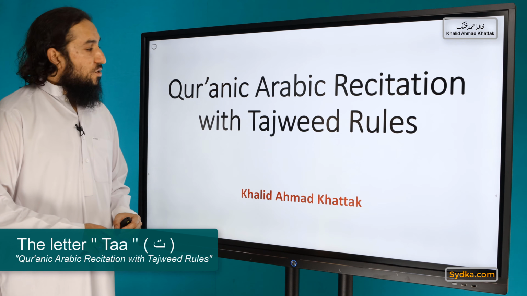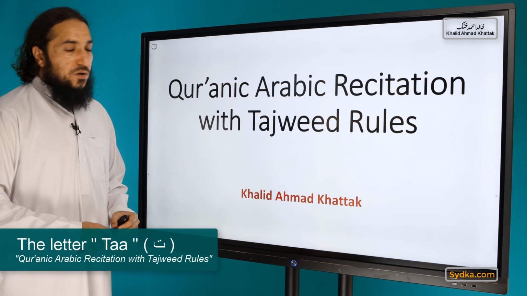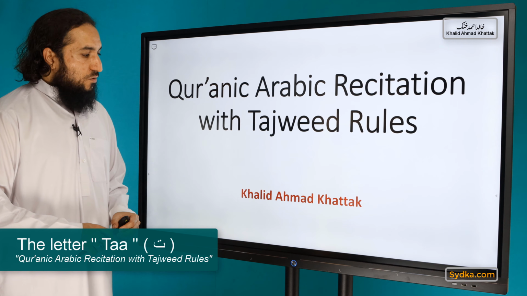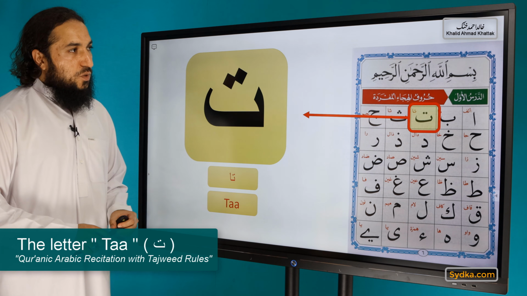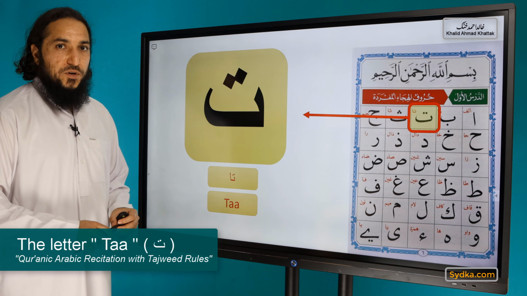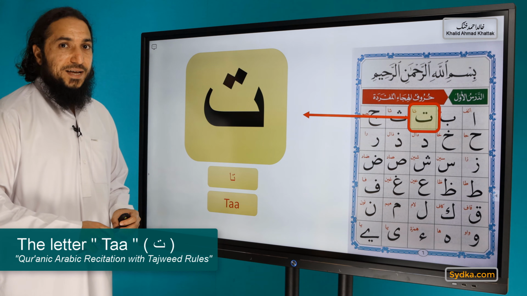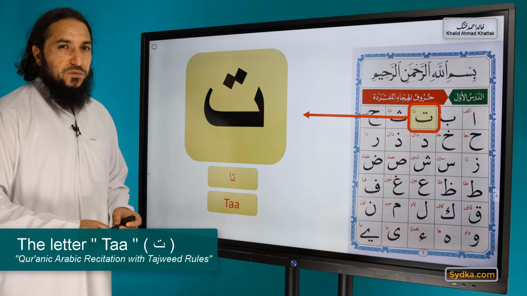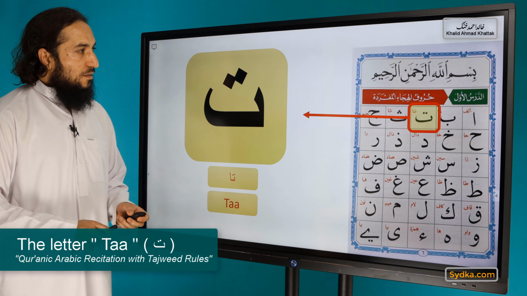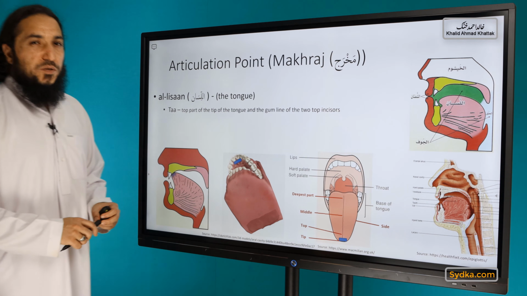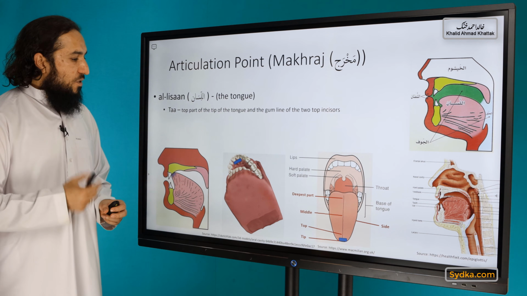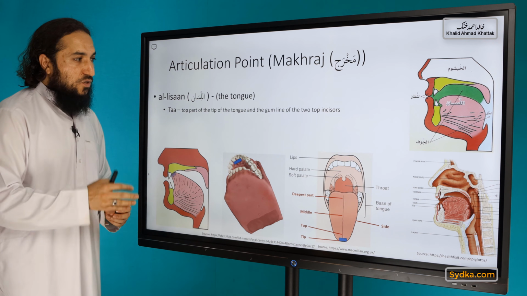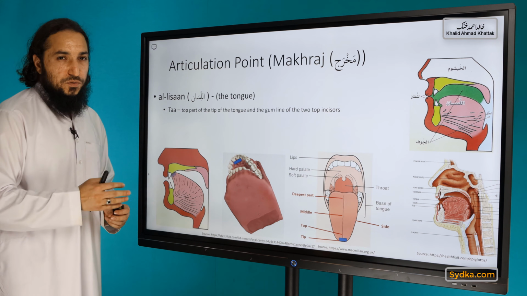Welcome back to another session of Qur'anic Arabic Recitation with Tajweed Rules. In this session we will study the third letter of the Arabic alphabet, called Ta, and its sound is T. Okay, and what is its Makharij, articulation point? It is the top part of the tip of the tongue and the gum line of the two top incisors.